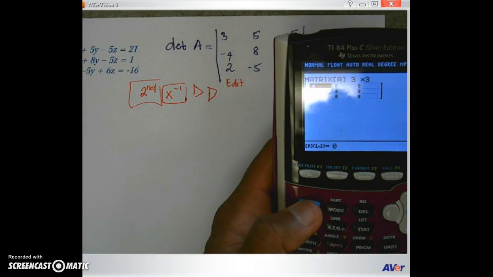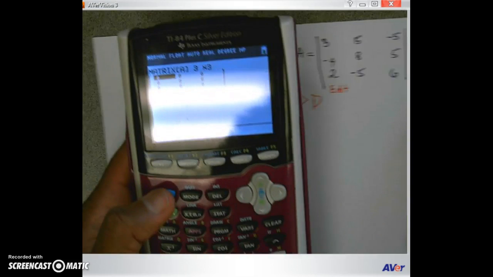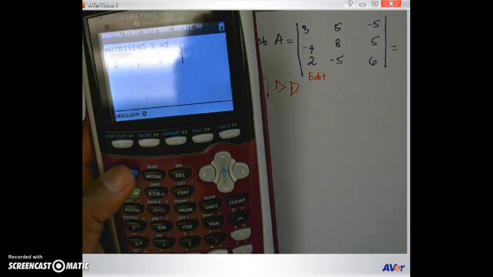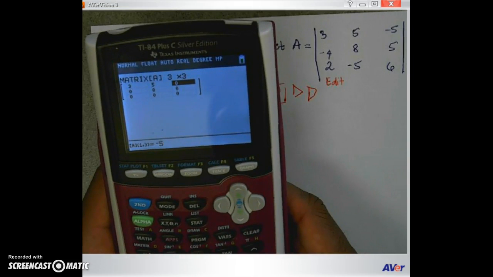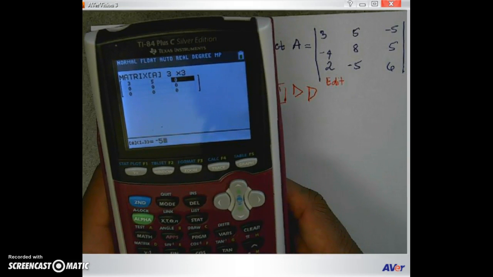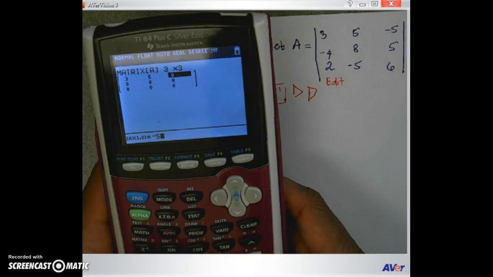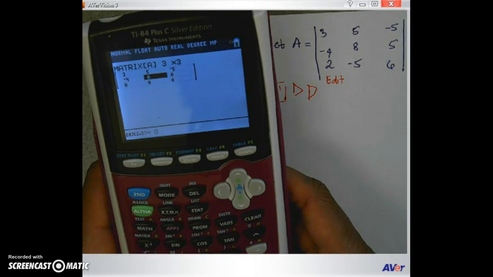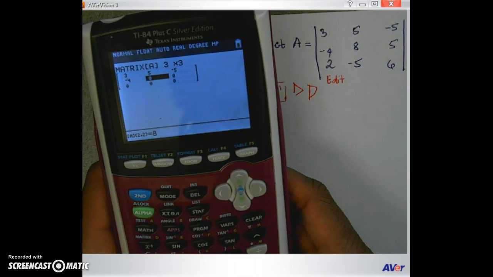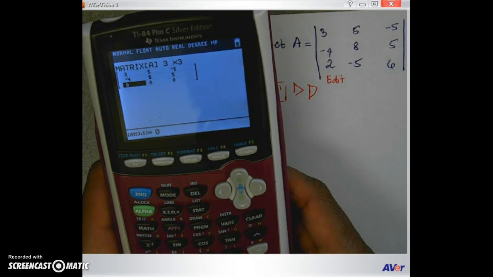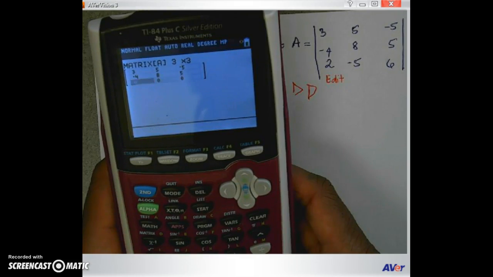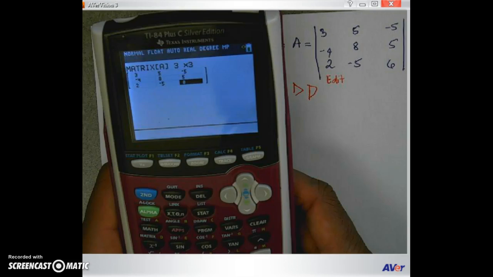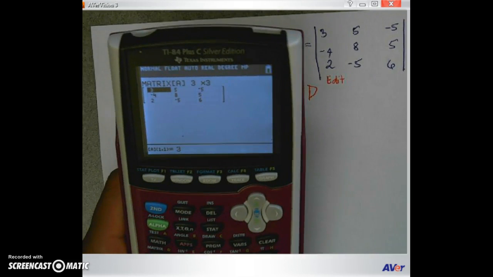Now what I would like to do is to enter these numbers into this matrix. So go ahead and do that now. In order to get from one to the next one, just go ahead and press enter. So 3, enter, 5, enter, negative 5, enter, and then negative 4, enter, 5, 8, enter, and then 5, and then go ahead and continue. 2, enter, negative 5, enter, and 6, enter. And then you're like, great, I put the matrix in there.